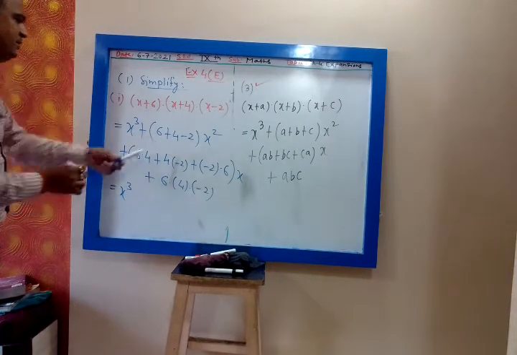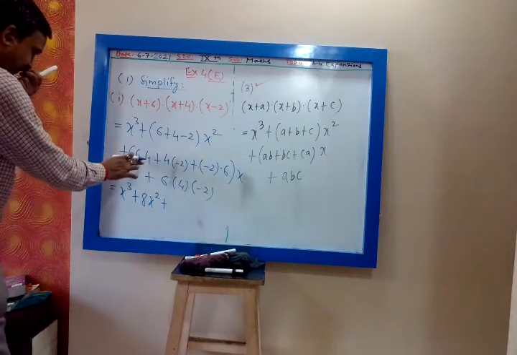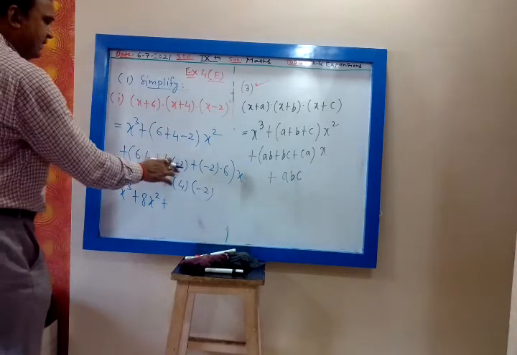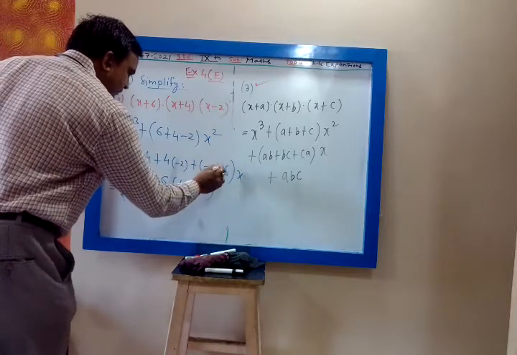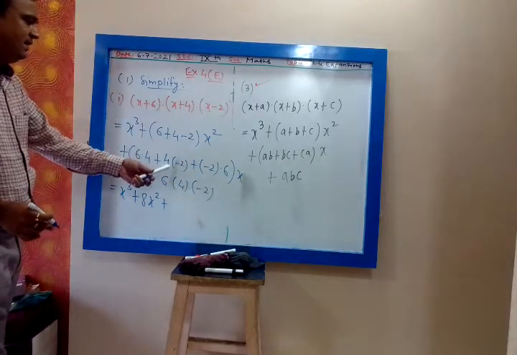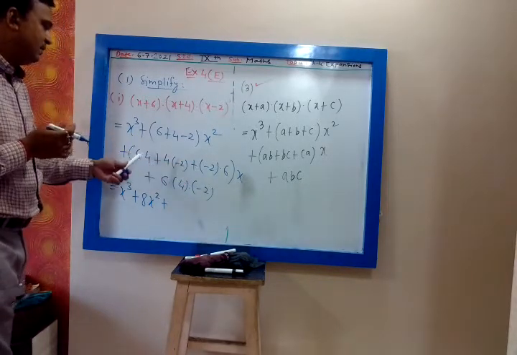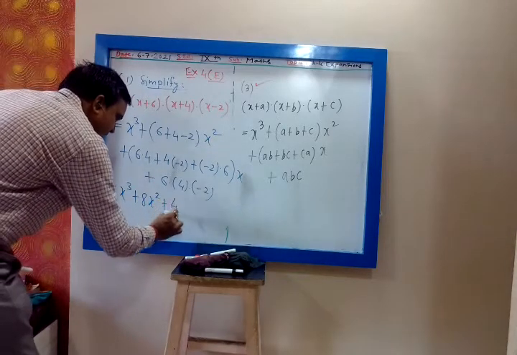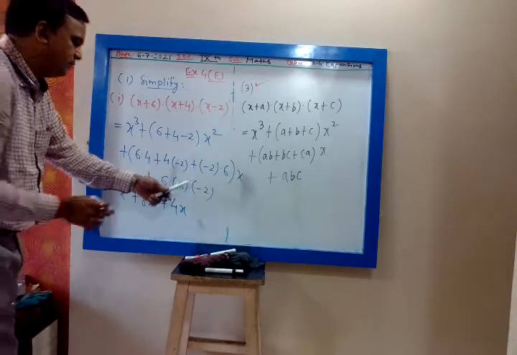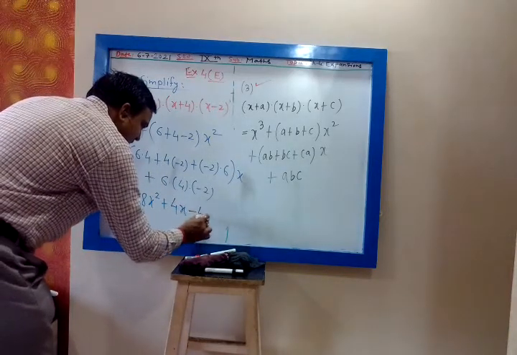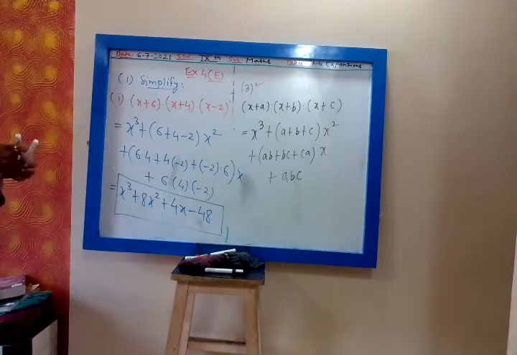So this is x cube. 6 plus 4, 10 minus 2, 8x square, plus 24 minus 8 minus 12. Minus 8 minus 12 will be minus 20, minus 20 plus 24 is 4x. Then plus into minus, 6 4s are 24, 24 2s are 48. Answer is minus 48. And this is the answer: x cube plus 8x square plus 4x minus 48.